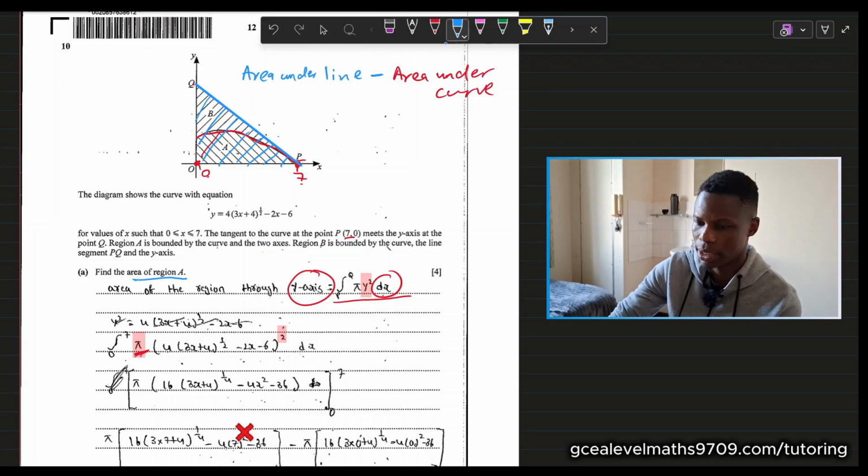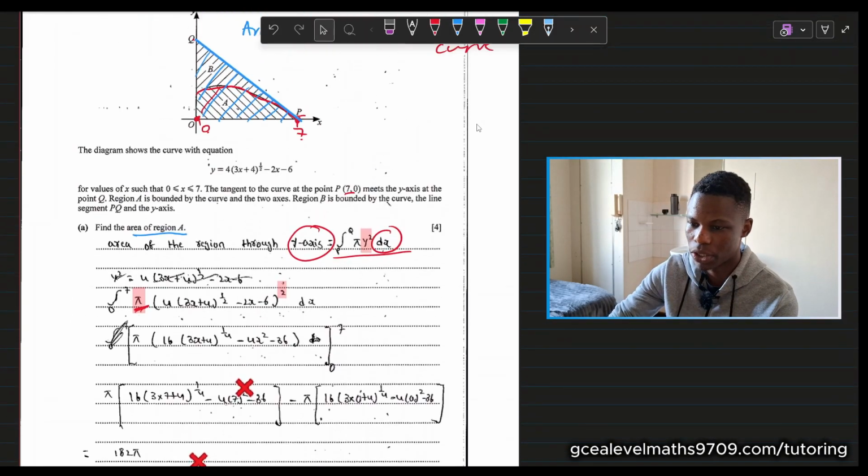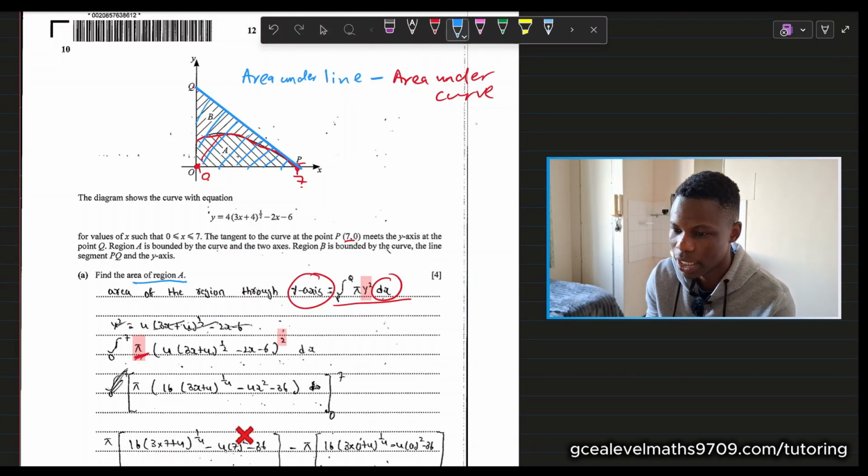And I guess the reason it would carry the 5 marks is because we don't know the equation of our line, right? So we need to find the equation of that line. All we know so far is that this line is a tangent to the curve at P, which is (7, 0). Okay, so we would need to find the gradient.